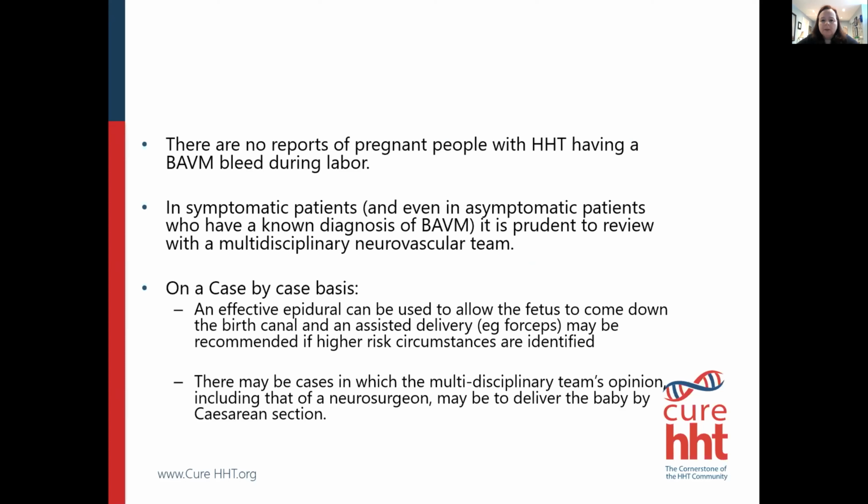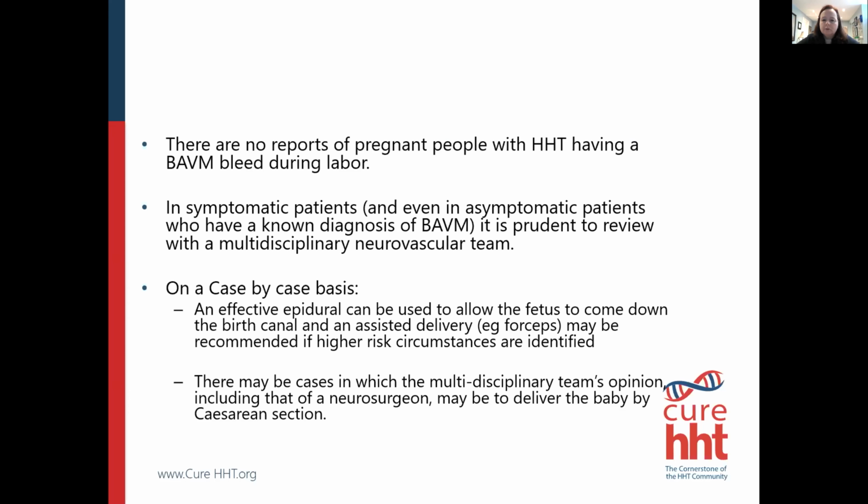In symptomatic patients, and even in asymptomatic patients with a known diagnosis of brain AVM, it is good to review, obviously, with a multidisciplinary neurovascular team. On a case-by-case basis, you may just be recommended to have a normal vaginal birth with normal ability to push effectively. Sometimes, though, if we don't want to increase the pressure in the brain, we can recommend that you have an epidural, and that the baby comes down, really down the birth canal.